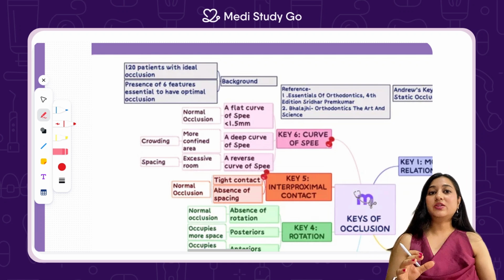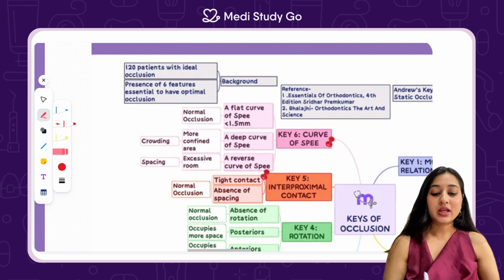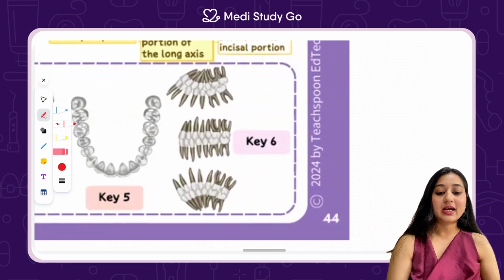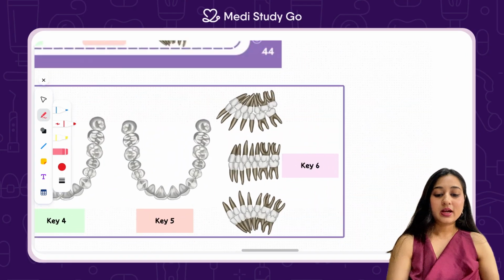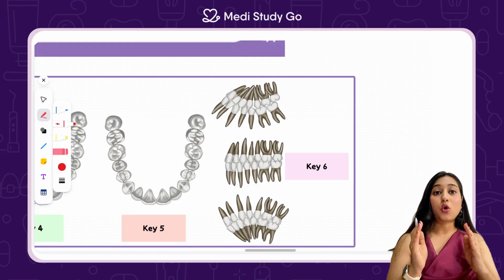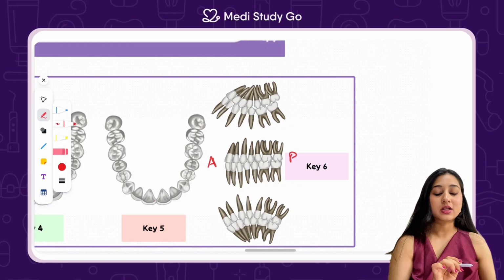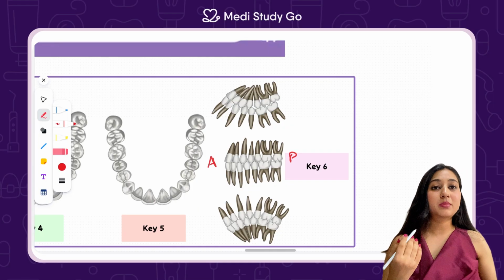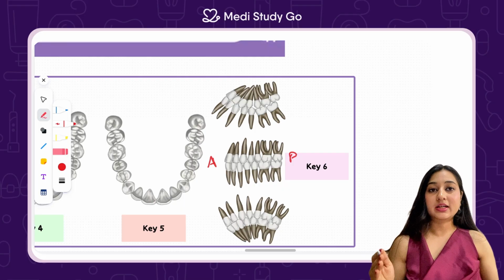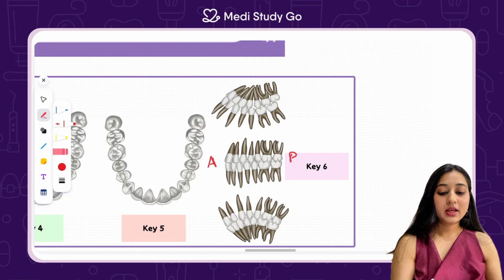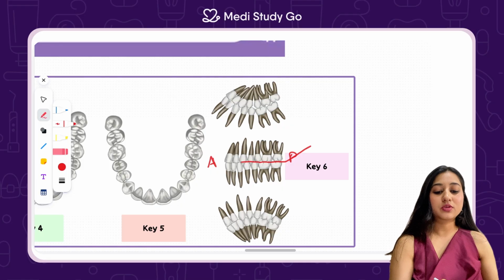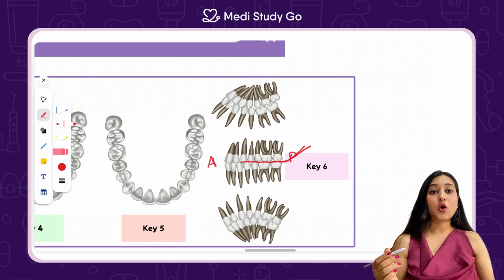A curve of Spee is defined as an imaginary line, and this line extends in the antero-posterior direction. Taking for example the view of the occlusion from the lateral view, this is the anterior part and this is the posterior part. So this is an imaginary line which passes in the antero-posterior direction. It touches the tip of the lower canine and also traces the buccal cusps of the lower teeth and extends further backwards. So this is the curve of Spee.